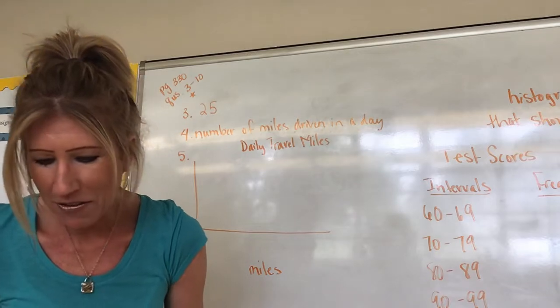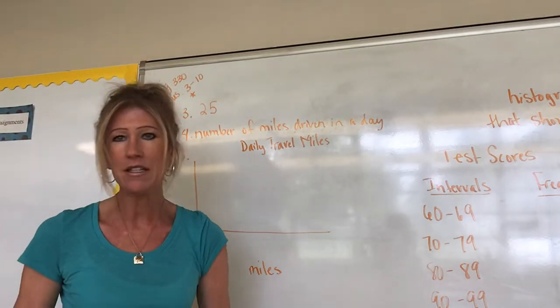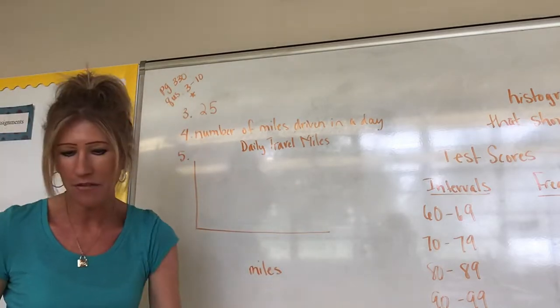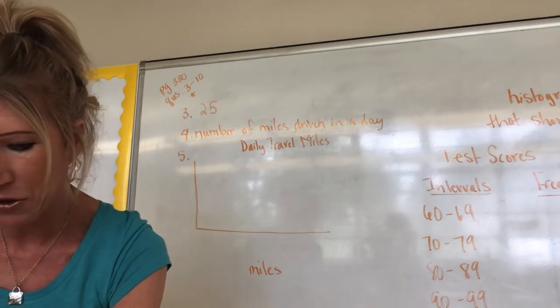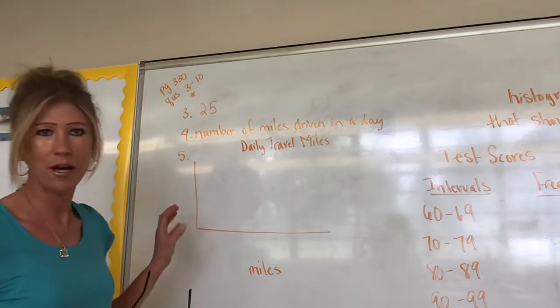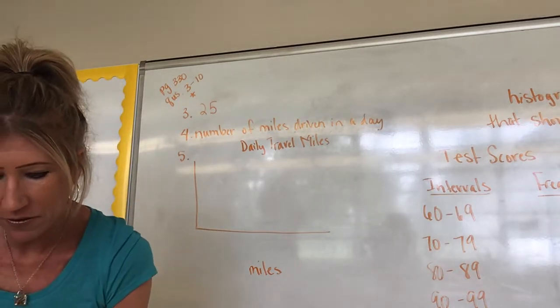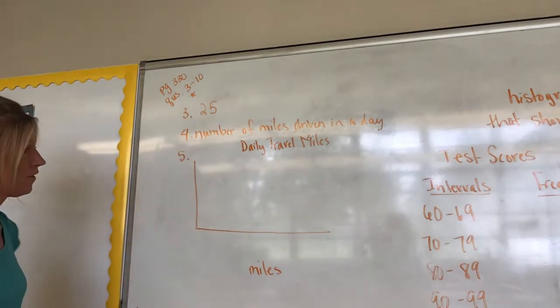So on number 5, it said to construct a histogram to represent the data. Remember, we're looking at the data on that chart to the left of you. We were talking about the frequency table showing the daily miles traveled by a car. Now we're supposed to create a histogram based on that data. So let's do that now. This is number 5 on page 330. So we're going to construct this histogram.